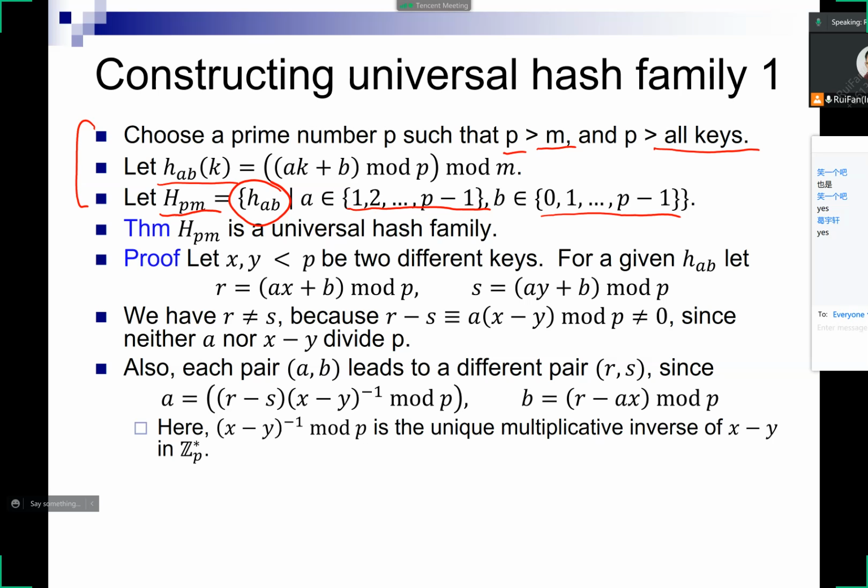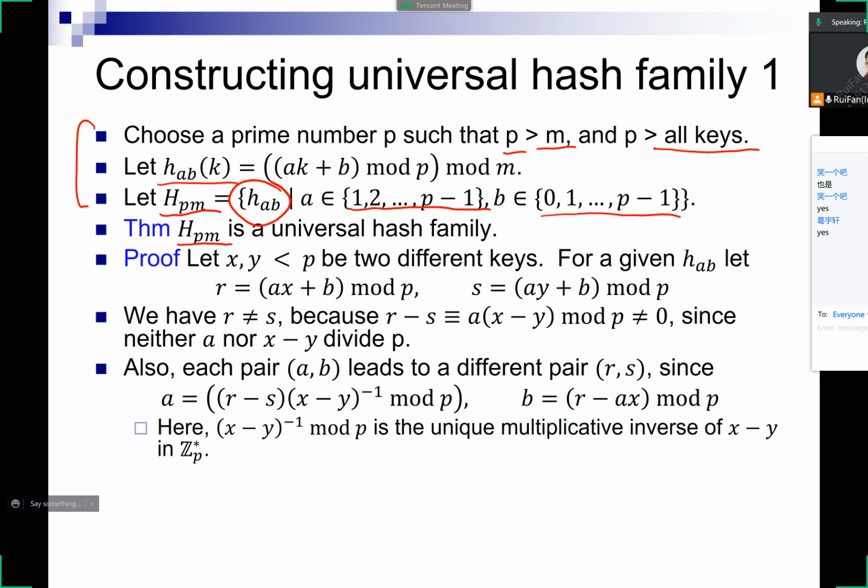All right, so now we're going to prove that H_pm is a universal hash family. By the way, I'm giving one particular construction for a universal hash family. There are different ways to construct other universal hash families. So I'm just giving one which is pretty easy to construct, and it's often used in practice. All right, so let's prove that H_pm is universal.